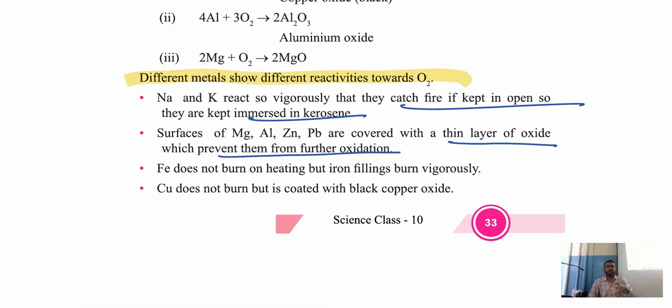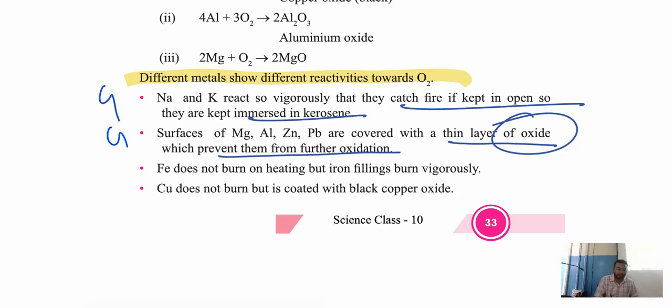If you keep them open, further oxidation will take place and they become rancid. They are not in a state to consume or to use. So what we do is use a layer of oxide. We paste metal oxide on it and keep it inside so that no further oxidation will take place.